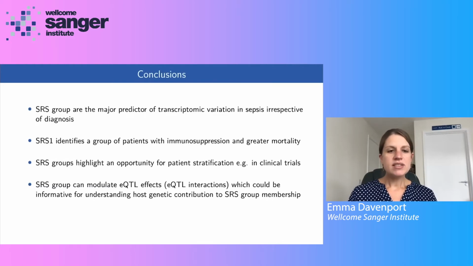So to conclude, SRS groups are the major predictor of transcriptomic variation in sepsis, regardless of diagnosis. SRS1 identifies a group of patients with an immunosuppressed phenotype and a much greater early mortality rate. These SRS groups have highlighted that they could be a potential opportunity for patient stratification, so for example in the clinical trial setting, with the ultimate aim of being able to identify the right group of patients to give them the right drug at the right time. And finally, our eQTL and our eQTL interaction work highlights the informativeness of these sorts of approaches for trying to understand how the host genetics is contributing to SRS group membership in these patients.